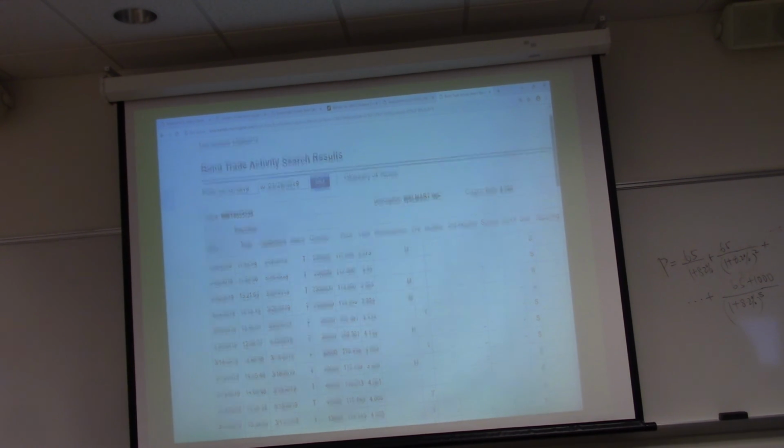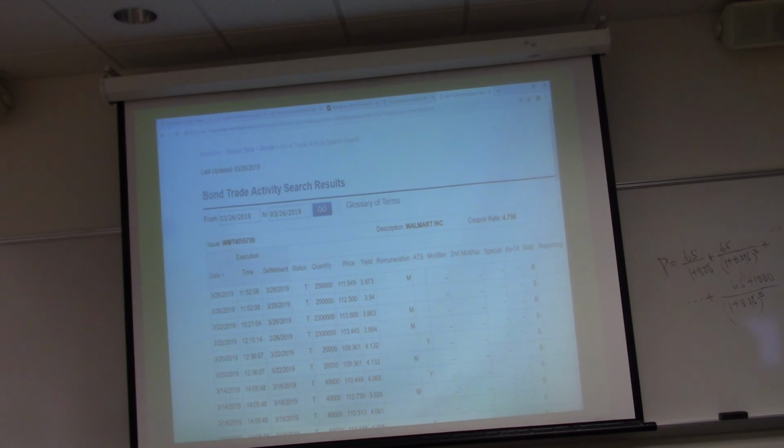So what is the trading history for this bond? We have only two transactions. I'm not so sure here, but I guess this is the quantity. So 250 bond contracts have been bought and sold. See, it's not as active as stocks. For this Walmart bond, we only see two transactions, so it's not as active as a stock, right?